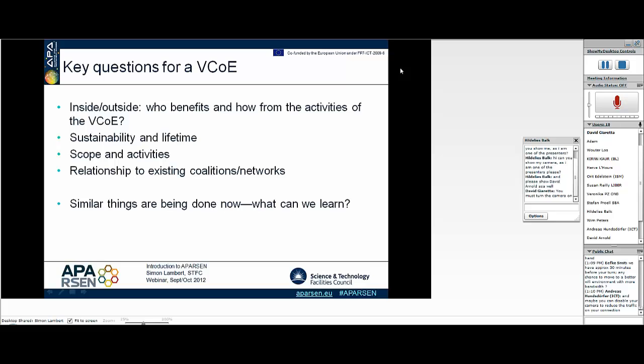Should the virtual centre do research of its own? Should it facilitate research? There are all sorts of questions about what activities it should undertake and support. And then there's the relationship to existing coalitions and networks, of which there are several examples. Some of them indeed are members themselves of APARSEN, as I've mentioned. So there are some important questions there that need to be answered.